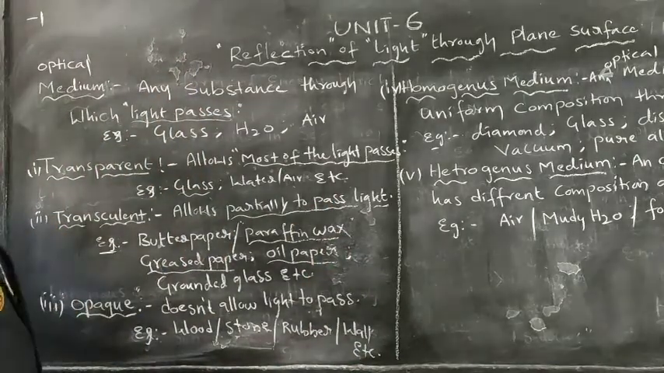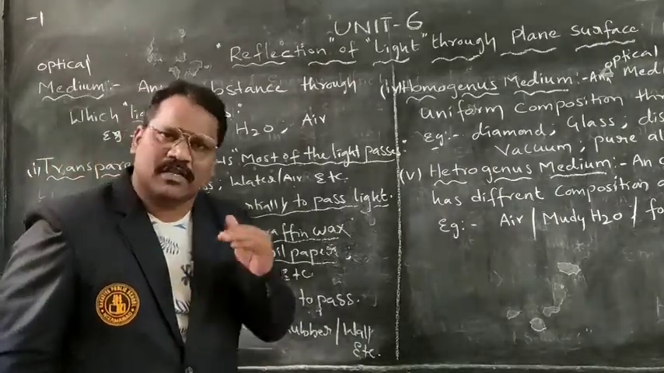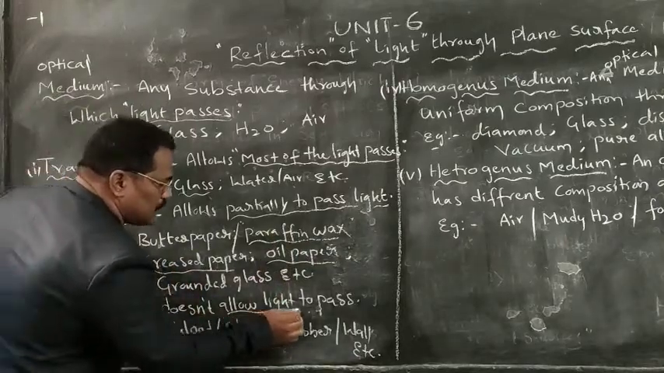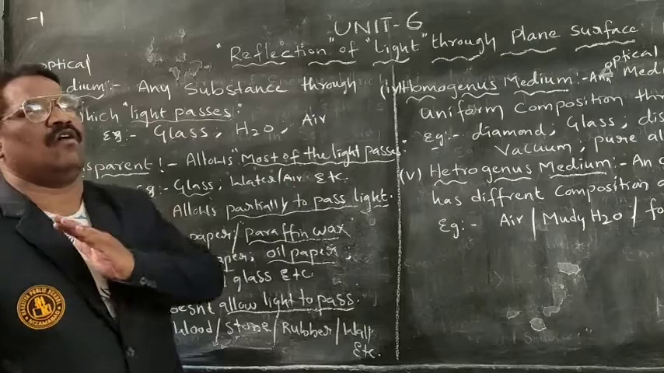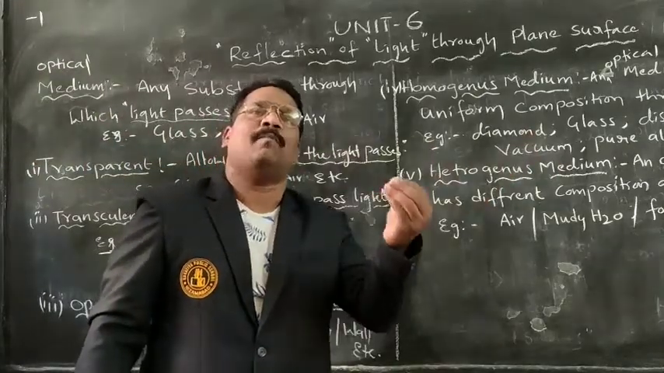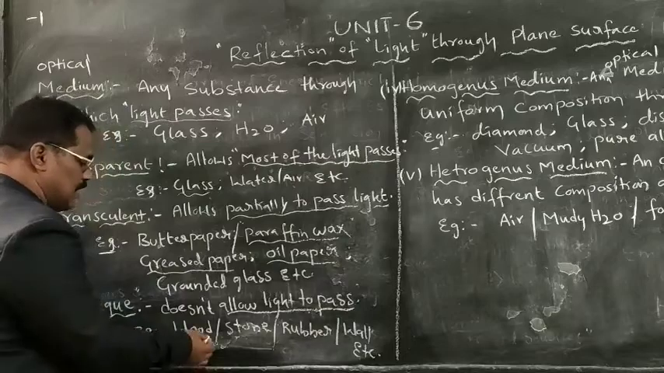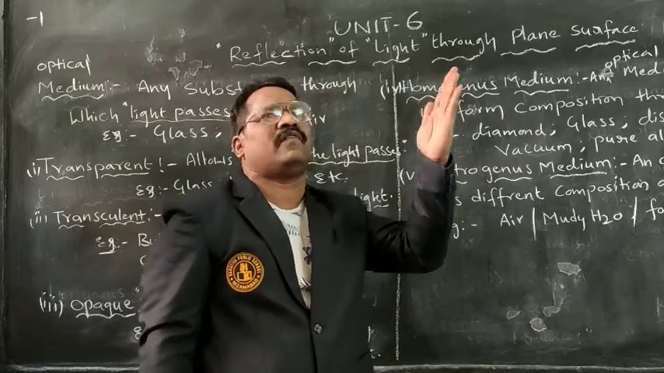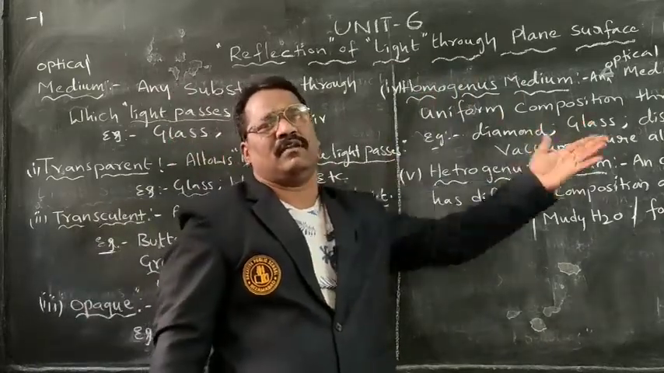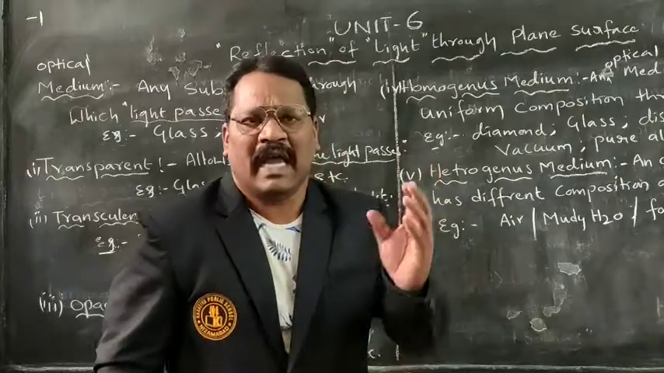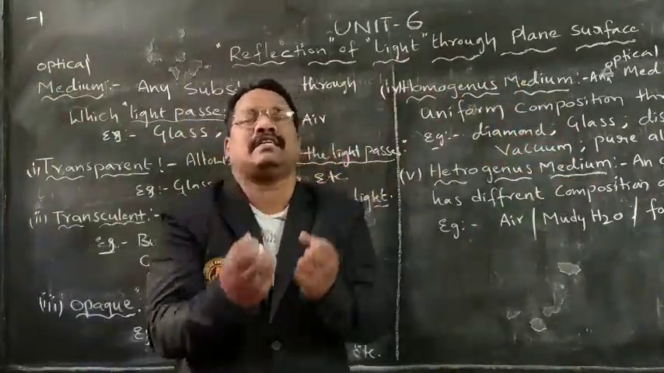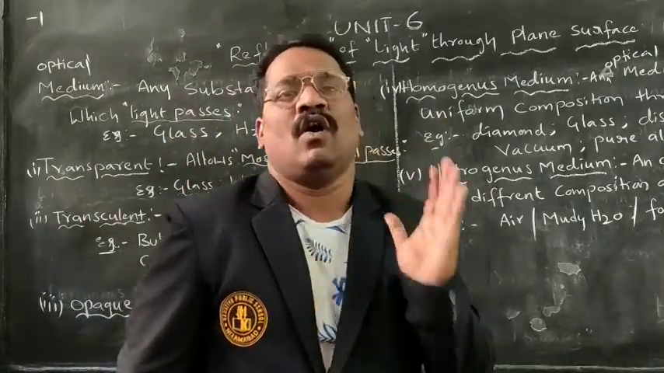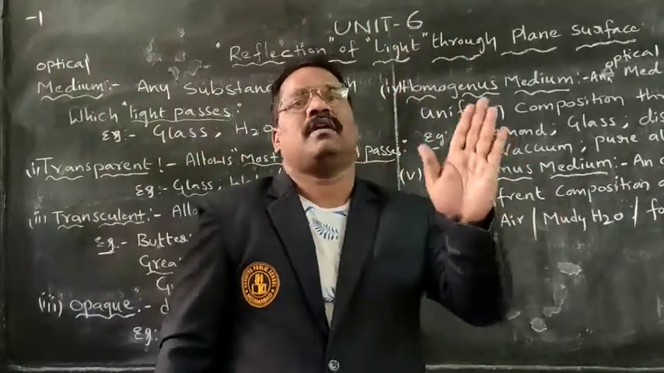The last one is opaque material. The third type is opaque material. What is called opaque material? It is a type of medium which does not allow light to pass through it. Let us give an example. Can we keep a wooden material and allow light to pass through it? We cannot. A shadow is created at the back of it. All opaque bodies create shadows. When a shadow is formed by an object, it indicates that it is an opaque material, which does not allow light to pass through the surface.